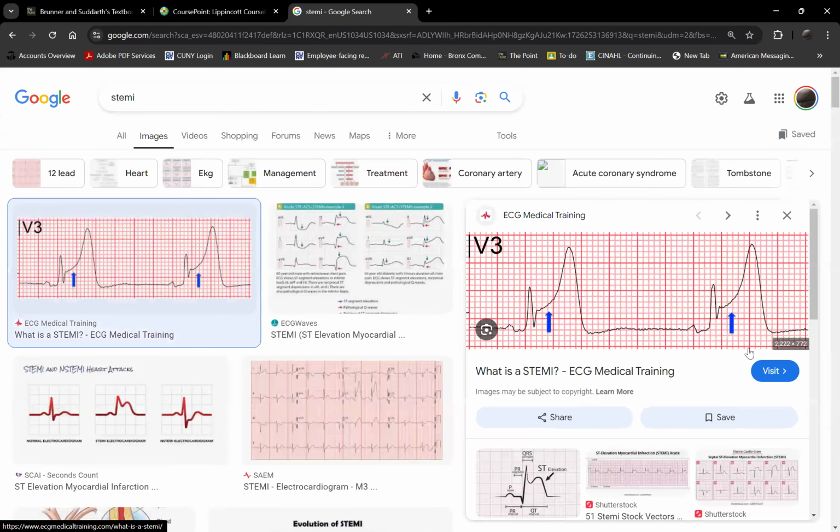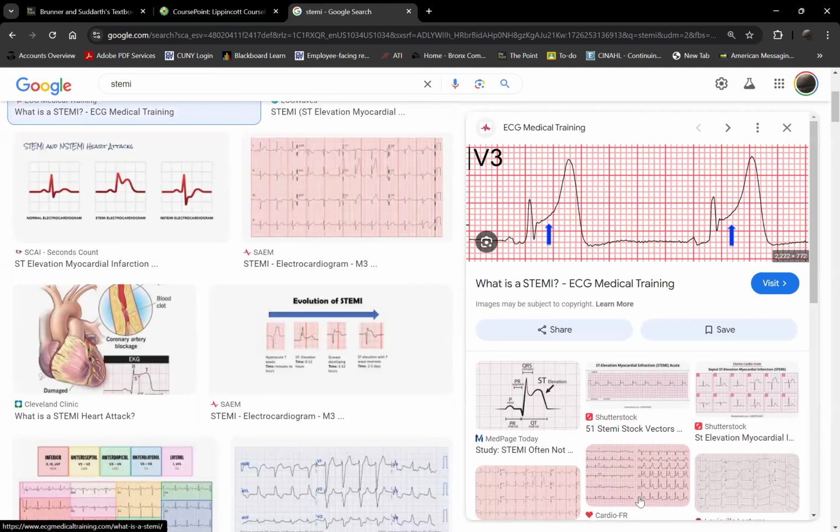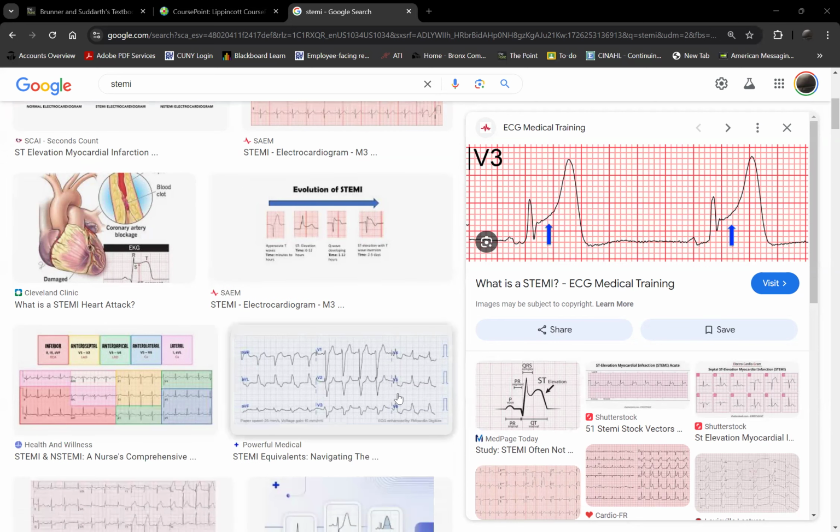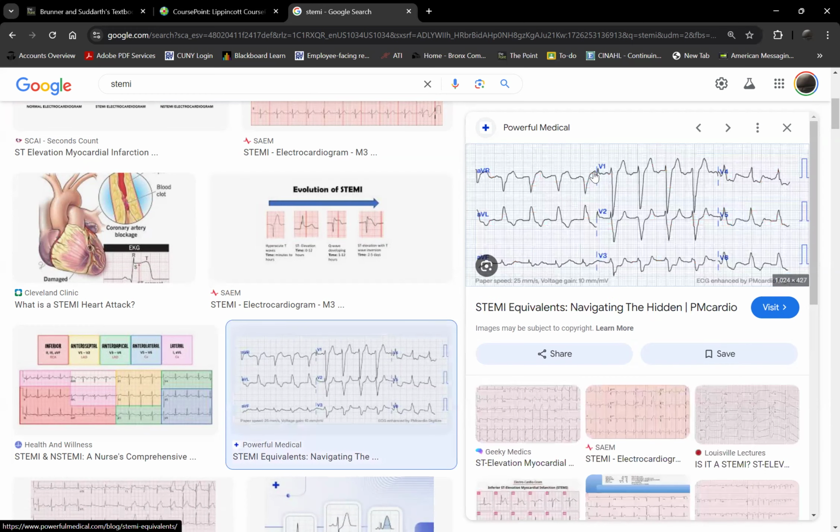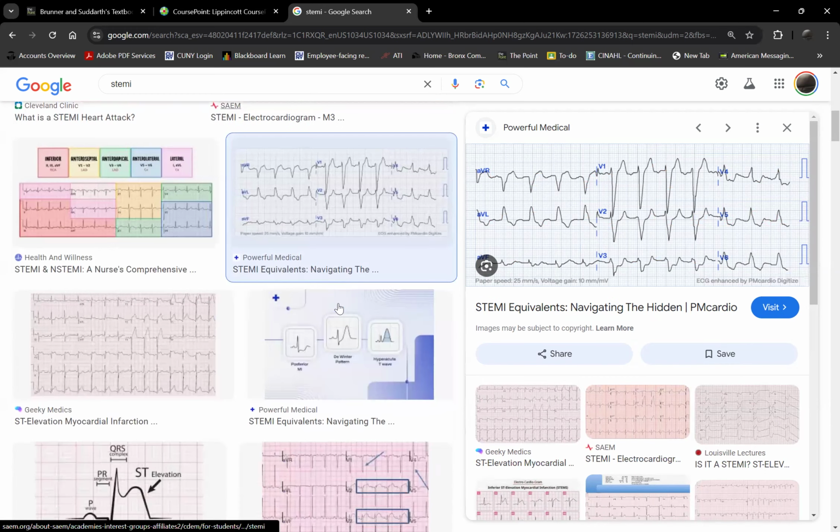So this is an example of an MI. So the ECG reading will look like this. Okay, so you see the ST elevation here. This ST segment is supposed to be isoelectric, right? It's supposed to be flat. Now it is elevated. Here are other examples. That's an MI also. Okay, so we have ST elevation there.